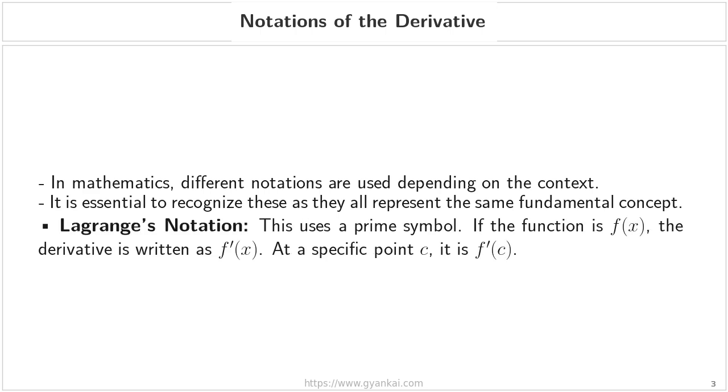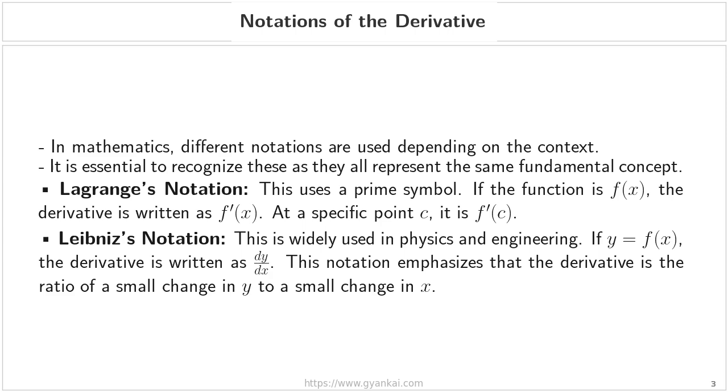First, let's look at Lagrange's notation. This is very common in algebra and calculus textbooks and uses a prime symbol. If your function is f of x, the derivative is written as f prime of x. If you are evaluating the derivative at a specific point c, you simply write it as f prime of c.